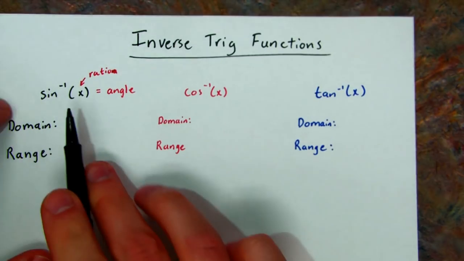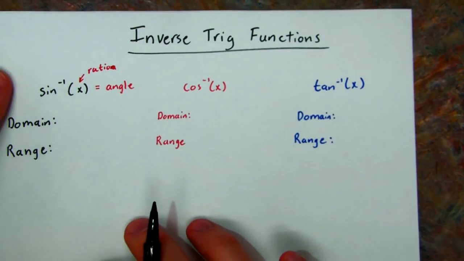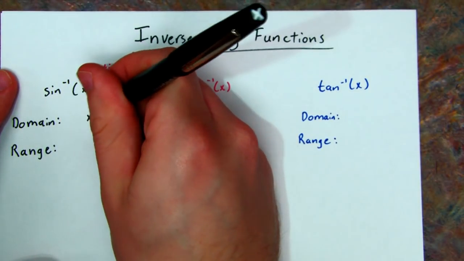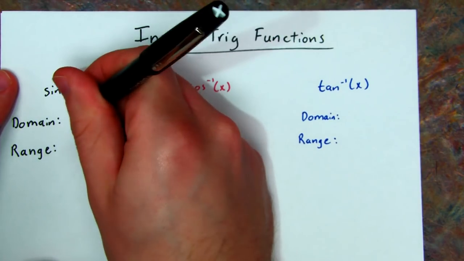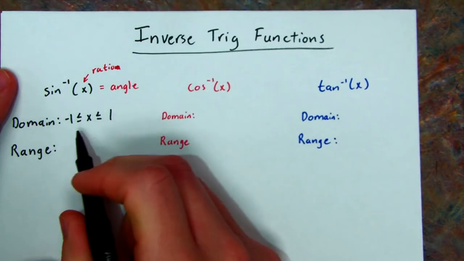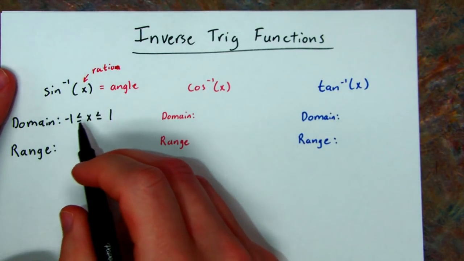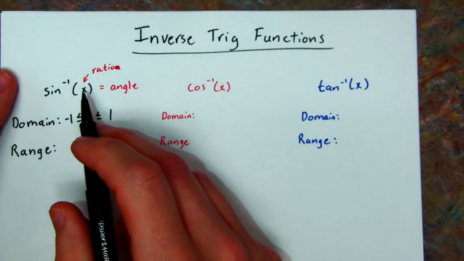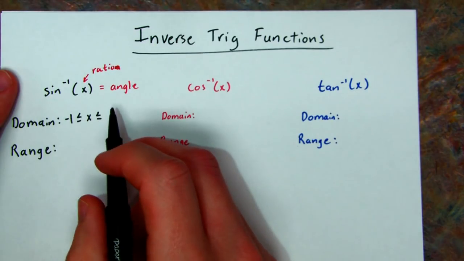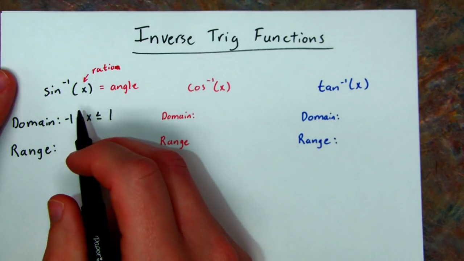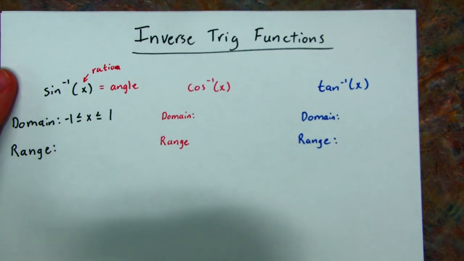Now, just a review of our sine inverse. The domain here is between +1 and -1, meaning I can only plug in those values. And the reason for that is, if you remember, we're plugging in a ratio, and the biggest sine value we can possibly get is 1, and the smallest we can possibly get is -1. So that's why our domain is the way it is.